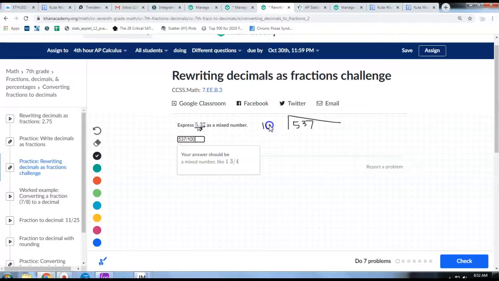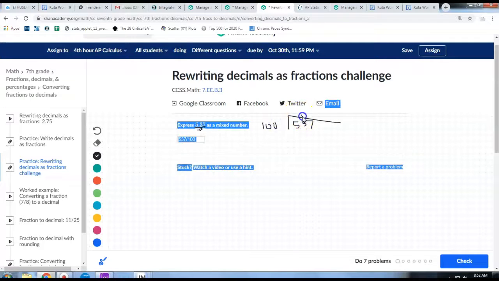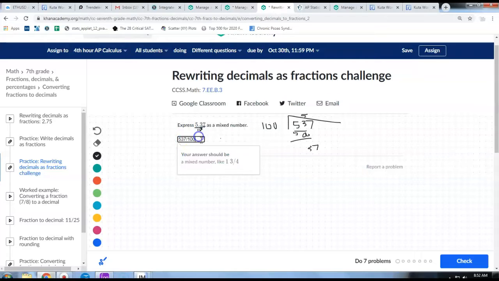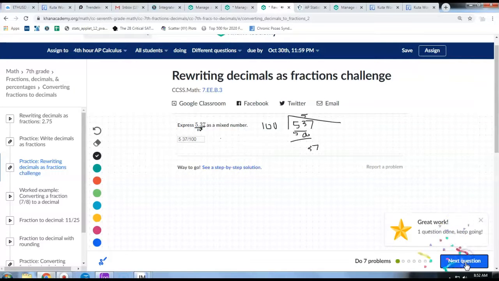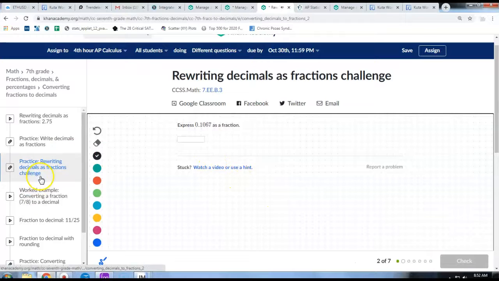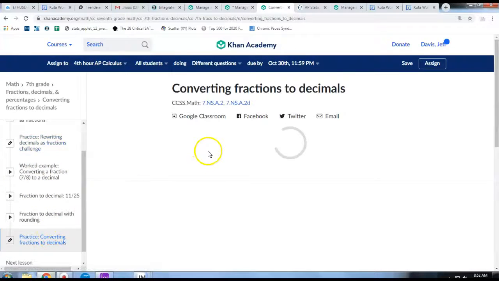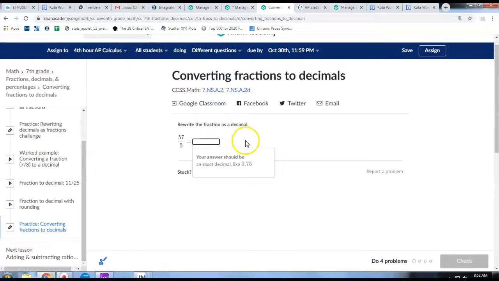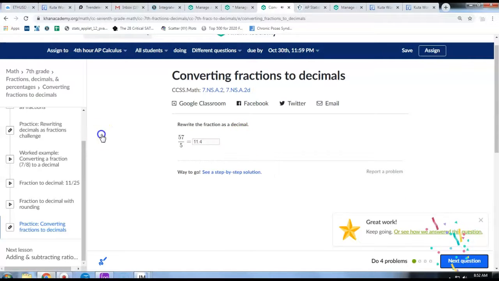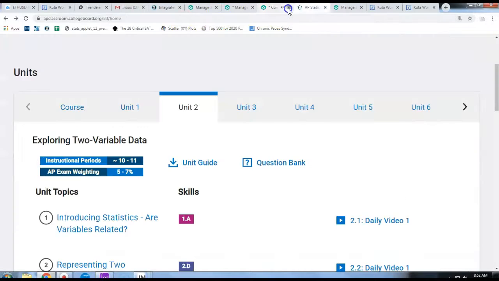How many times does 100 go into 500? And the answer is it goes 5 times, right? If you multiply that, you get 500. You'd have 37 left over. So this is actually what they want: 5 and 37 hundredths. My guess is that's how you're supposed to type it in. Bam. All right. Converting fractions to decimals. So now we're going backwards, and this is just dividing. So you're just going into your calculator, typing in 57 divided by 5, and that would give you 11.4. And that'd be it. So that's not too bad.